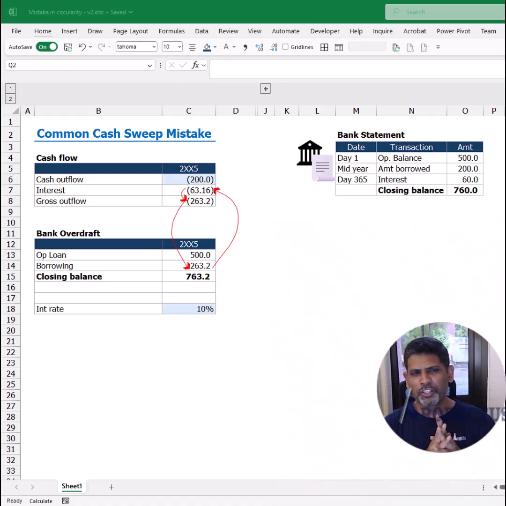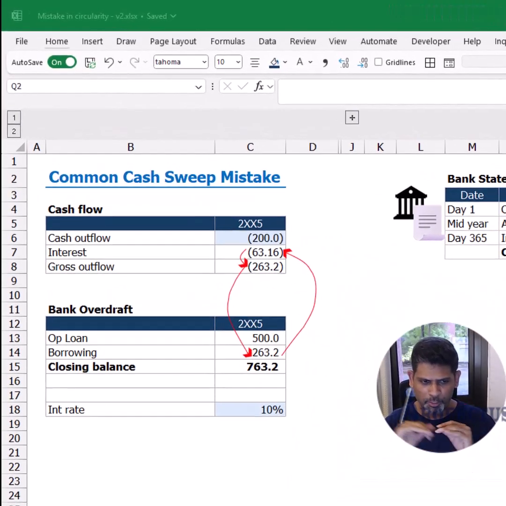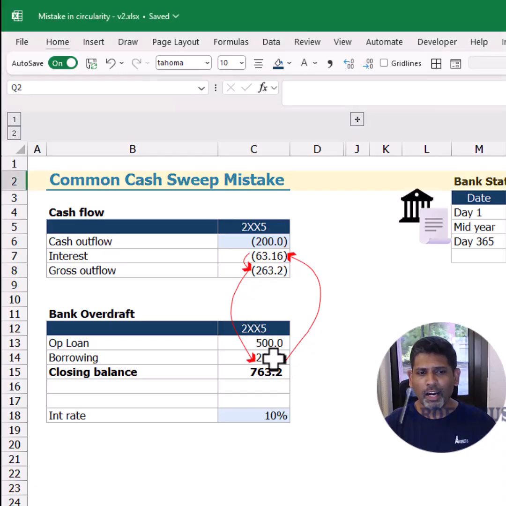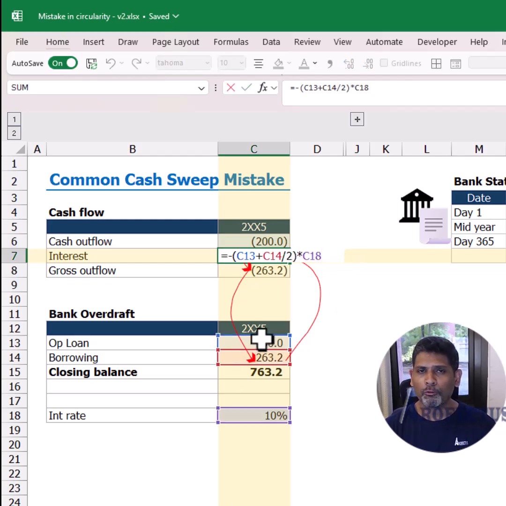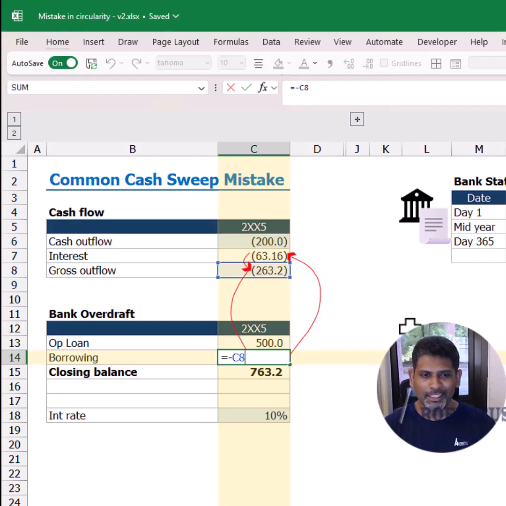What I have in this illustration is a very, very miniature form of a cash sweep statement. I have amount borrowed with me here. The amount borrowed is equal to the overall outflows, and this overall outflow is equal to my business outflow and interest. Interest is calculated as opening balance of loan plus half of the amount borrowed into interest rate. So in a way, interest depends on amount borrowed and amount borrowed depends on interest, which causes this circular reference.